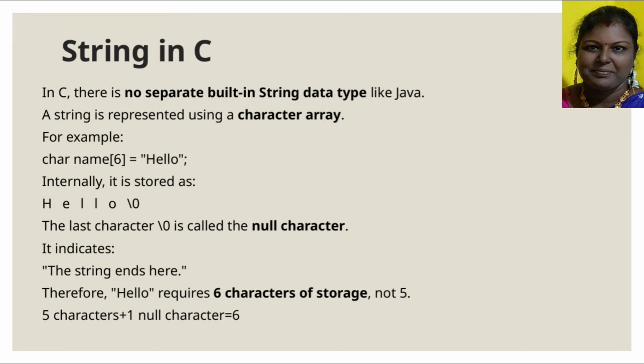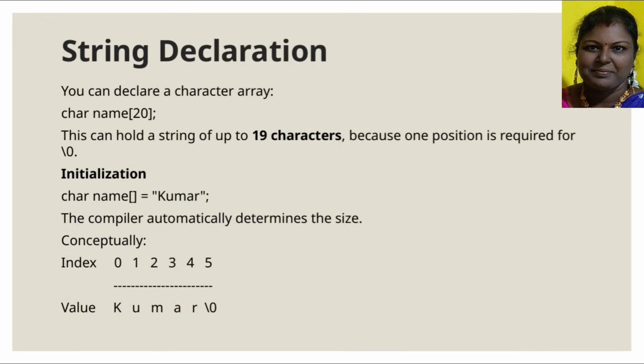Let's talk about declaring character arrays in C. When you write char name[20], you're reserving space for up to 19 characters, because the last spot is always for the null terminator, that special character that marks the end of the string. You can also initialize a string like this: char name[] = "Kumar". Here, the compiler figures out the size for you. Conceptually, each letter gets its own index, and the string ends with that crucial null character.